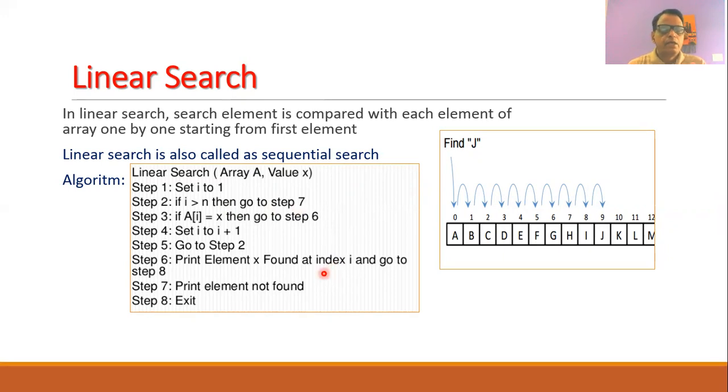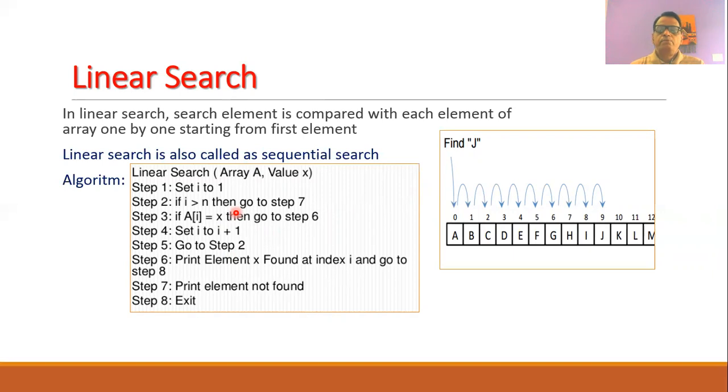in the array. In the third step, we will compare the given value of search element X with A[I]. Now, if they match, then we will announce that X, the search element, has been found at the particular index I, and then we will exit the search algorithm. But if that is not the case, then we will increase I by 1, and then we will repeat step 2 until all the elements are searched.